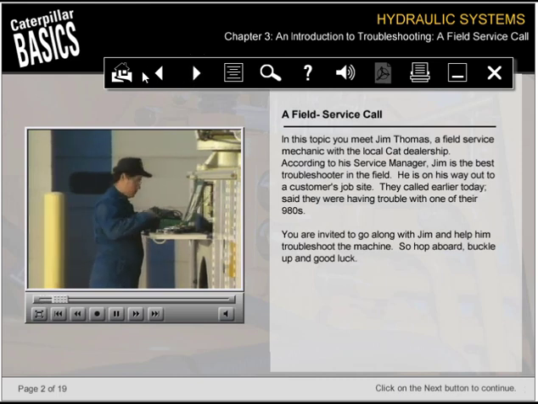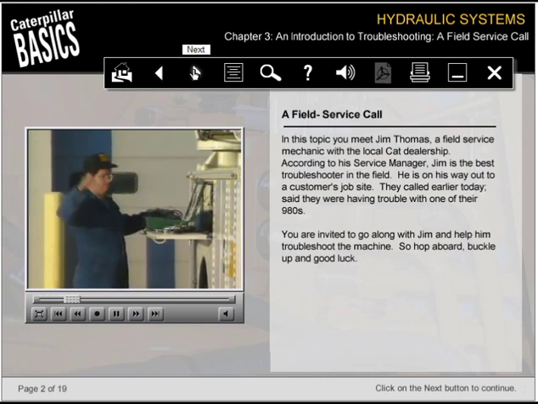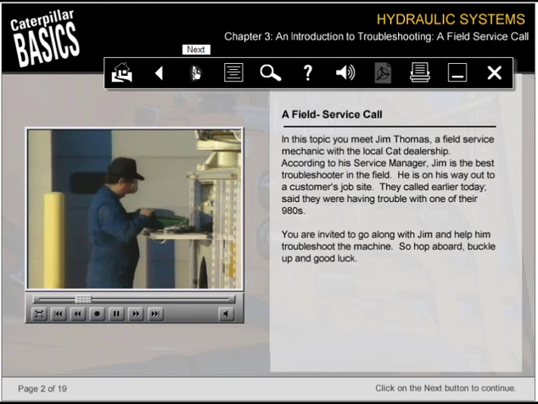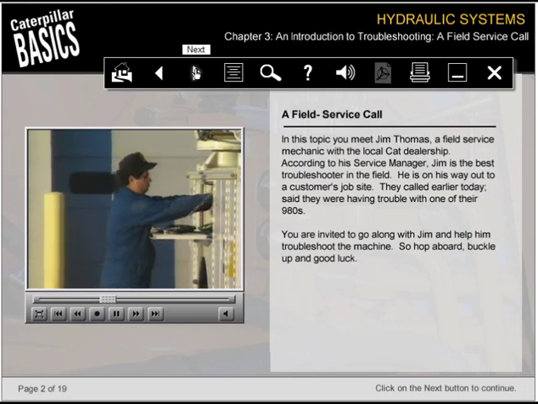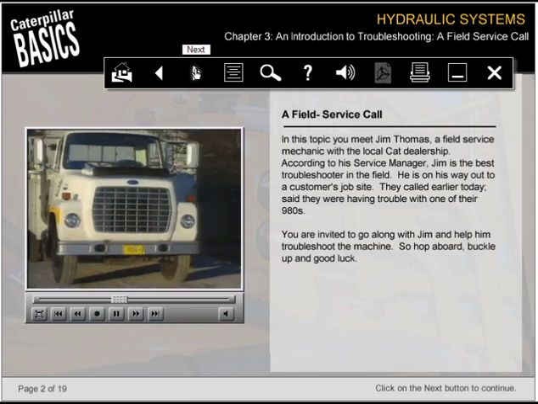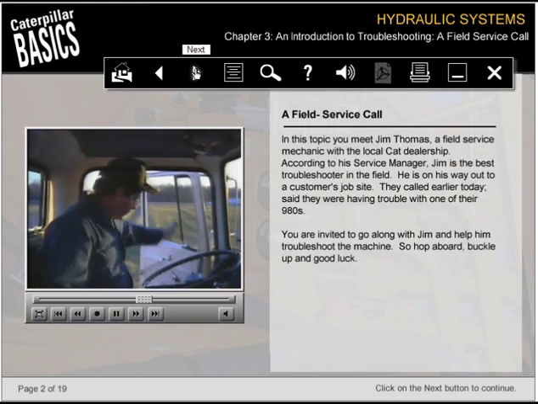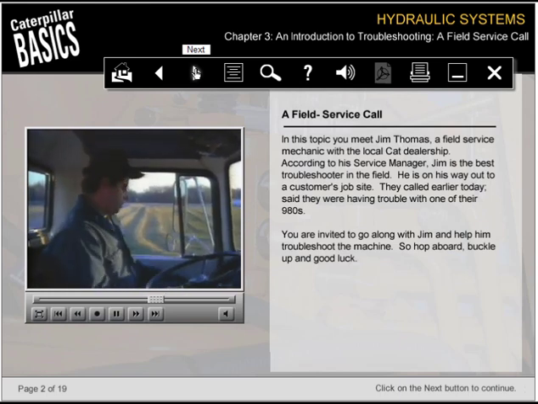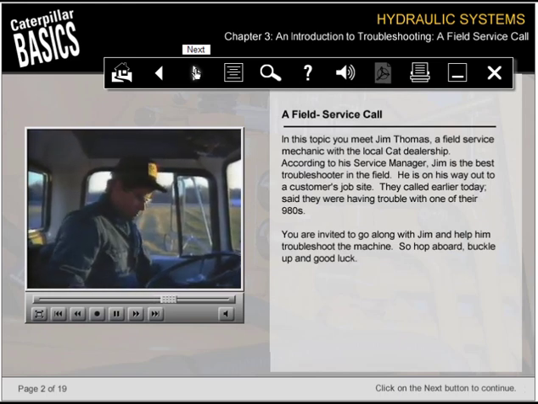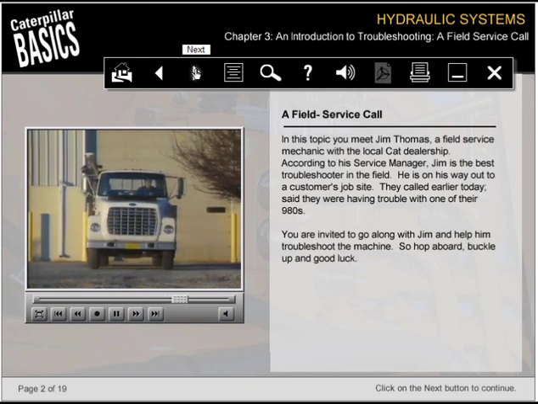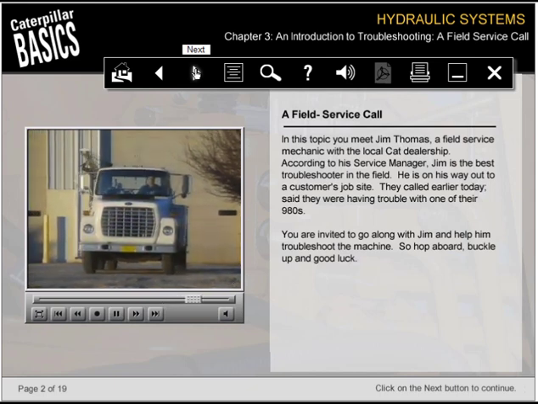In this topic, you meet Jim Thomas, a field service mechanic with the local CAT dealership. According to his service manager, Jim is the best troubleshooter in the field. He is on his way out to a customer's job site. They called earlier today, said they were having trouble with one of their 980s. You are invited to go along with Jim and help him troubleshoot the machine. So hop aboard, buckle up, and good luck.